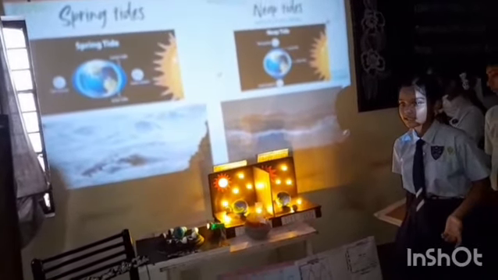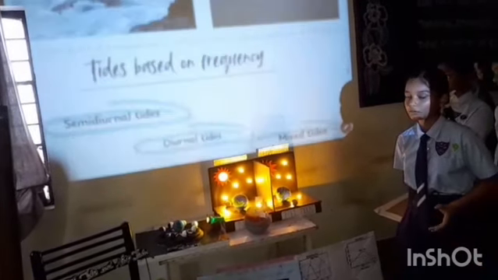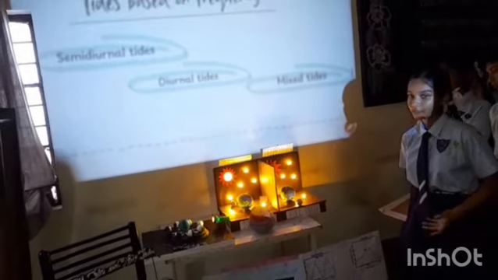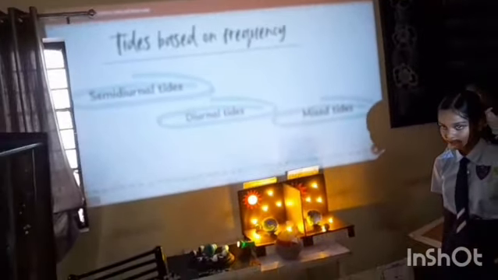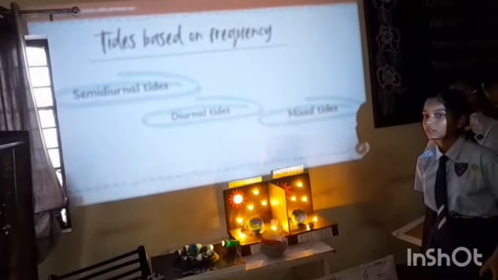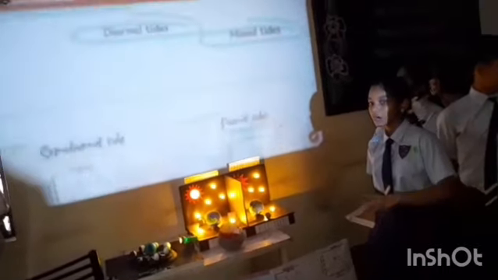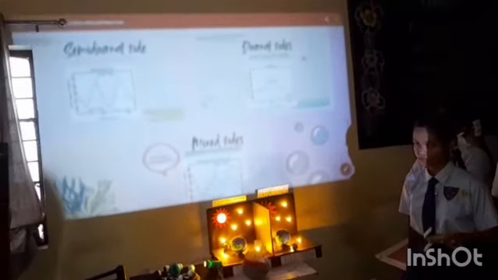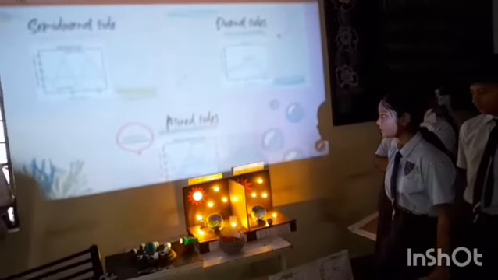Do you know tides are also categorized by frequency, based on how often high tide and low tide occur in a day? It has three main types: semidiurnal, diurnal, and mixed tides. These frequency patterns are the result of complex interactions between the gravitational forces of the sun and moon, Earth's rotation, and the shape of ocean basins. Let me explain its types in detail.